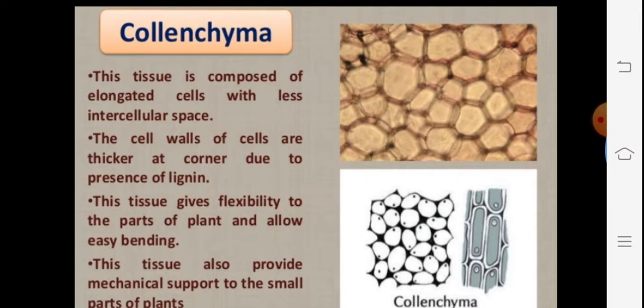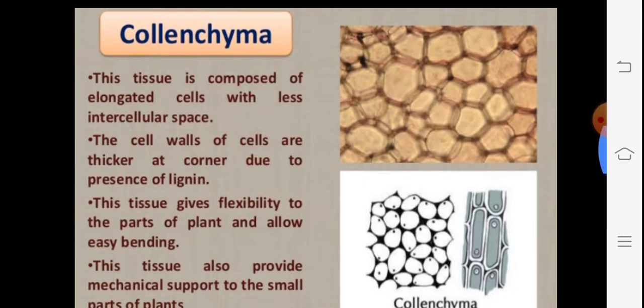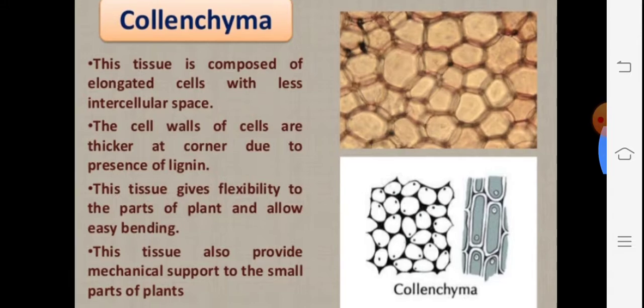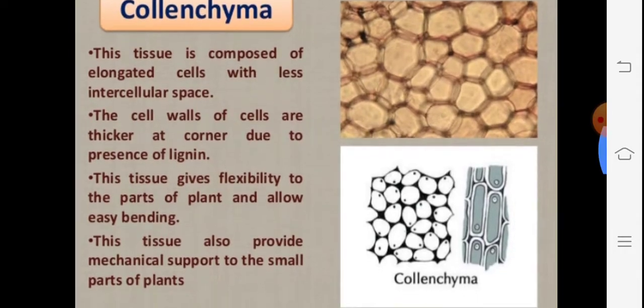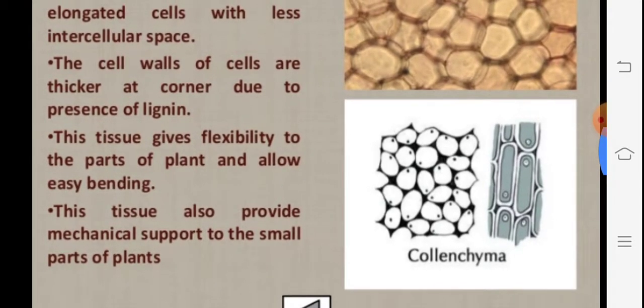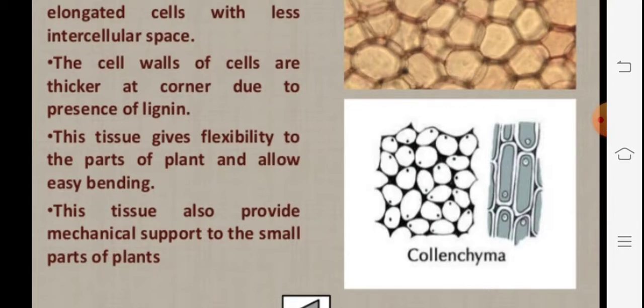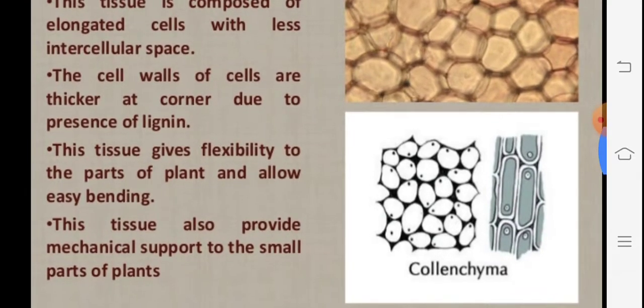Then the second tissue is collenchyma. So you observe these cells. How are the cells? The cell walls generally look thick. The tissue shows less intercellular spaces, and the cells are thick at the corners. Then the flexibility is due to this type of condition, and it is tolerated by the plants. Then observe the magnified collenchyma cells. They are not specific. So here one important character is that it gives mechanical support to the plant body.